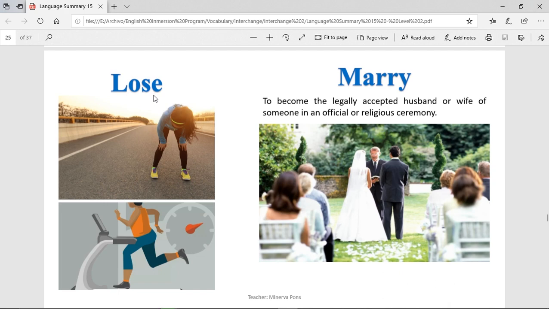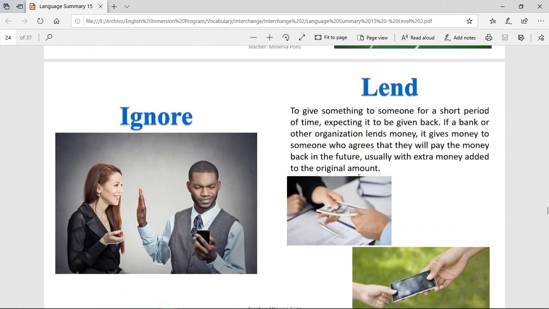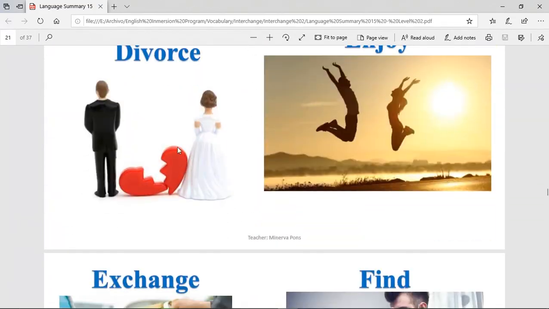Basically, lose is like stop to have or stop to be. Marry. To become the legally accepted husband or wife of someone in an official or religious ceremony. The opposite of divorce.